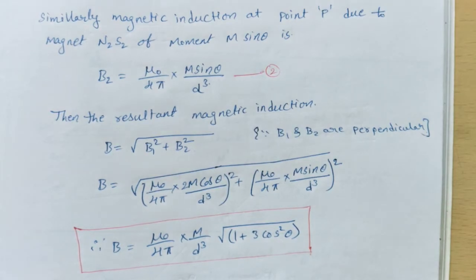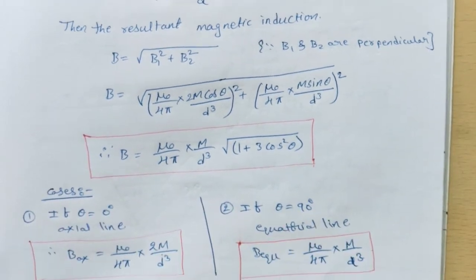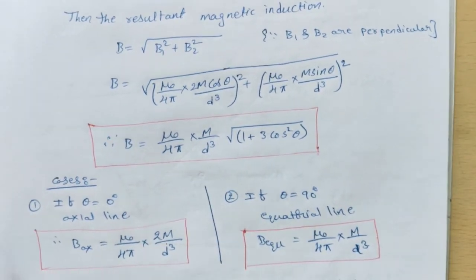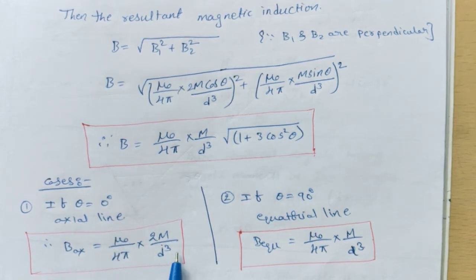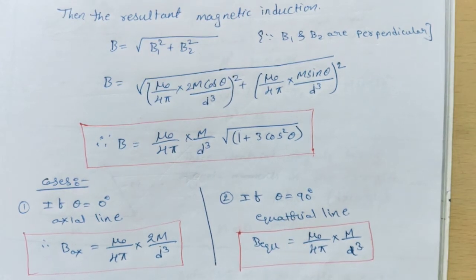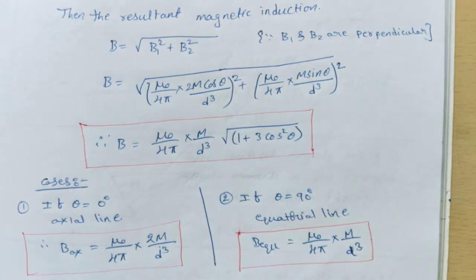See, students, if theta is 0, we substitute and that is the axial line, and we get mu naught by 4 pi into 2M divided by d cube. If theta is equal to 90 degrees, we get the equatorial line, so B equatorial is equal to mu naught by 4 pi into M divided by d cube.